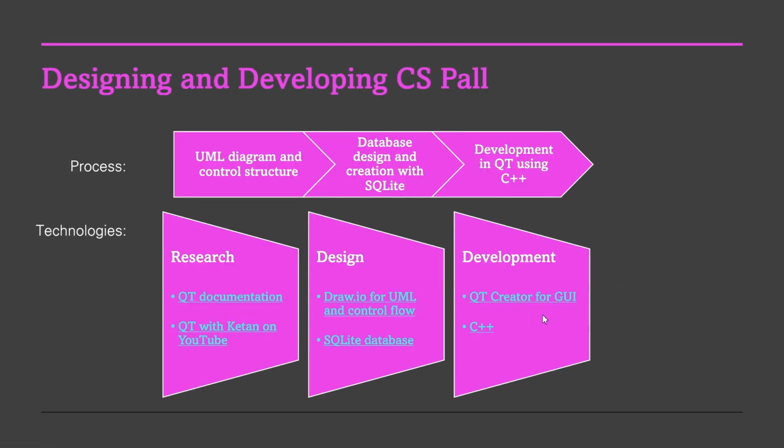The process of designing and developing CSPall. Research began by researching Qt, which is what I use to program the GUI in C++. Then I made a UML diagram for the class structure, and also a diagram for the interface to be used in the application. Then I began development using Qt Creator for the GUI and C++.